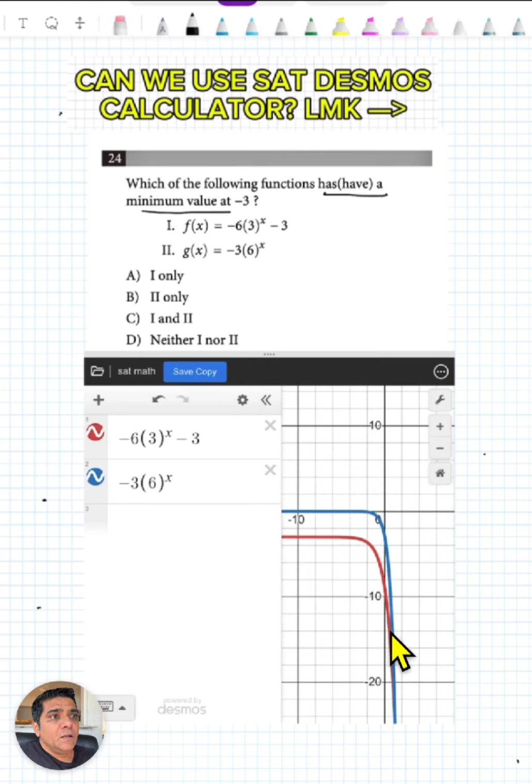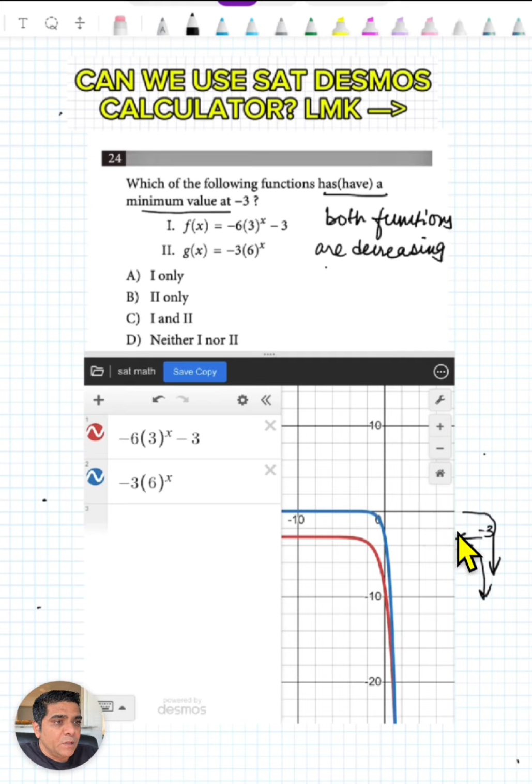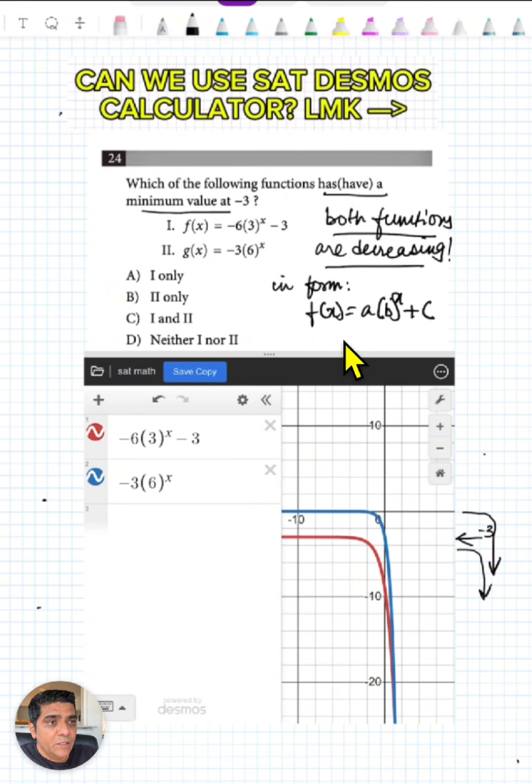So you see, the question is which has a minimum value at -3. So -3 is right here. One is going from 0, one is going from -3, but both functions are decreasing, and neither has a minimum value out here. They are in generalized form, f of x is a times b to the power of x plus c, where a is less than 0, so they're both going downwards. As you can see in Desmos.